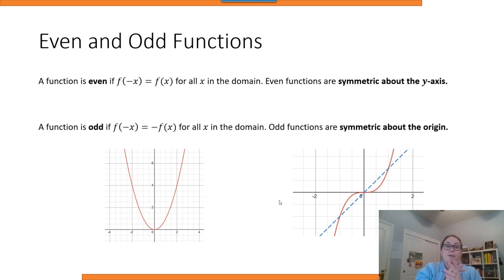So this is symmetric about the y-axis, which means whether I plug in positive x or negative x, I will always get the same answer out, which you can also see here. Like if I plug in -2, I get 4.